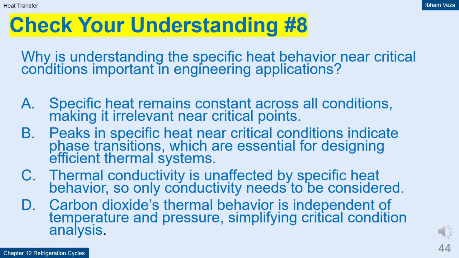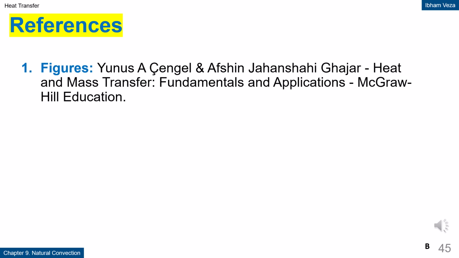variations are pronounced. References. This slide shows the main sources of the material and figures used in this chapter. The primary reference comes from the Cengel and Ghajar textbook, which is an international standard. This confirms that the entire discussion is based on well-established engineering literature. Using strong references is important to maintain scientific accuracy. This material can serve as a foundation for further study and research.